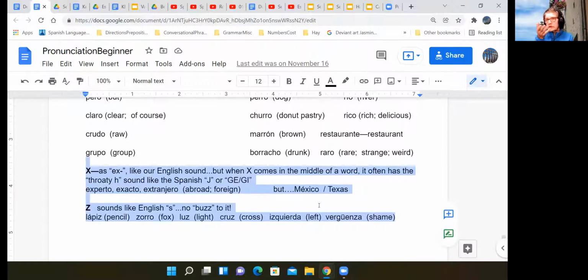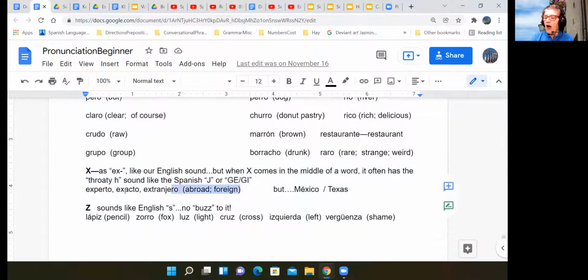X might sound two different ways, and it kind of depends on the word. If it's an EX that starts off the word, this is kind of the Latin thingy, and it'll sound like we do the EX, X. You've got lots of words that start with EX, and it'll sound like you think it should. Experto. See, that means what you think. Exacto means what you think.